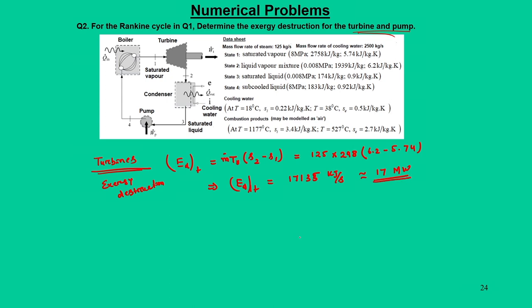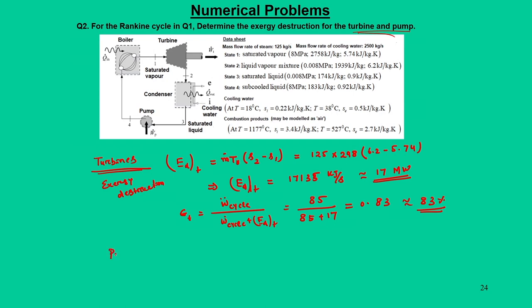Remember, this is the exergy destruction. And if you calculate the exergetic efficiency for the turbine, epsilon turbine, that is nothing but W dot cycle divided by W dot cycle plus ED turbine. In our cycle, it is 85. It will be 85 divided by 85 plus 17. So, the ratio will be 83%. So, the exergetic efficiency is 83%, which is quite good.